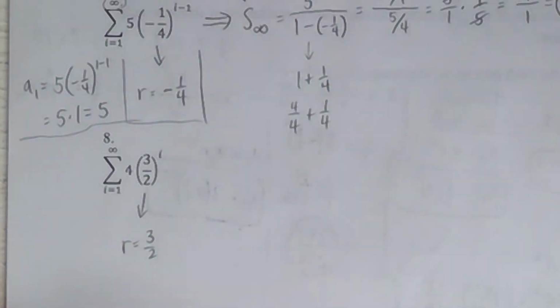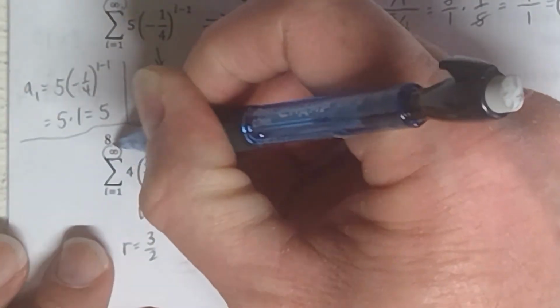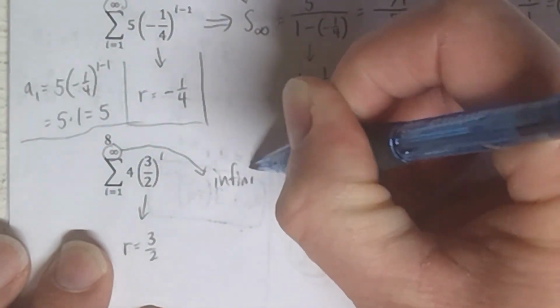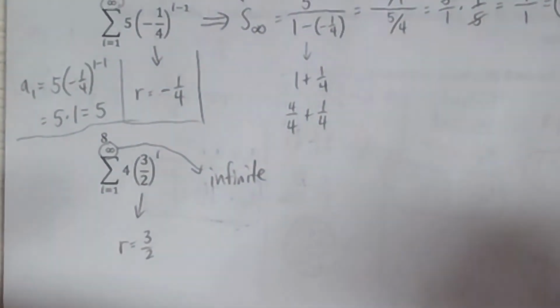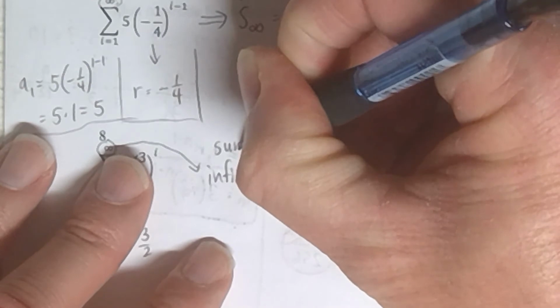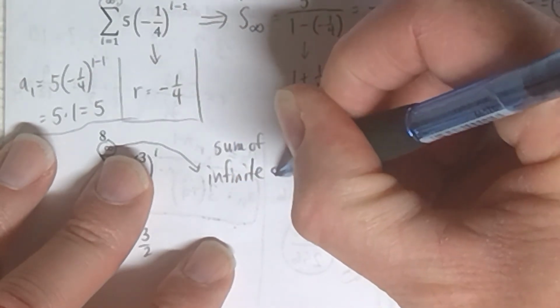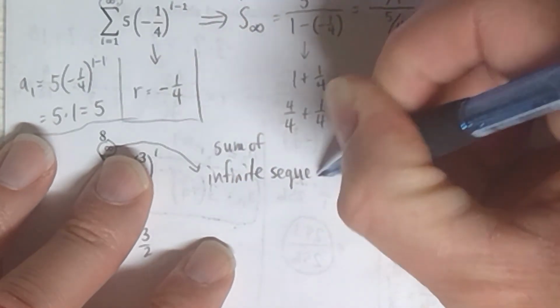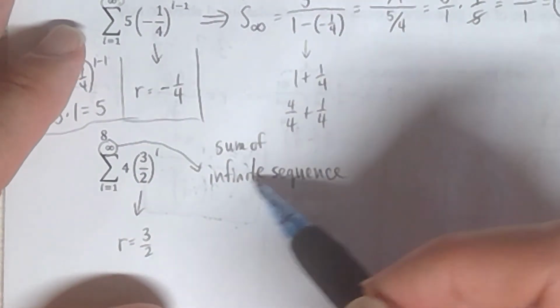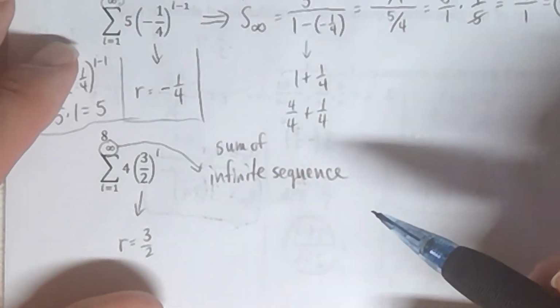Remember I mentioned to you just a few minutes ago that when you're doing infinite sequences, which this is, this is going to be an infinite sequence, or infinite sum, I should say. You're taking the sum of an infinite sequence. Let me write that. Sum of infinite sequence. You're not just taking the sum of the first 10 terms or the sum of the first 5 terms or something like that. It's the sum of all of the terms infinitely.